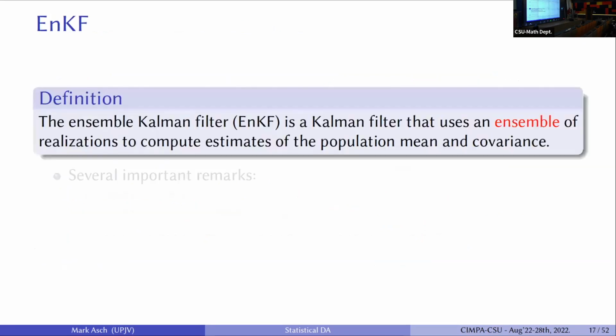One of the shortcomings of the Kalman filter is that it requires linear dynamics, so that's one of the main defaults. Another thing is that it supposes that the noise is Gaussian and that it's additive. We have additive noise.